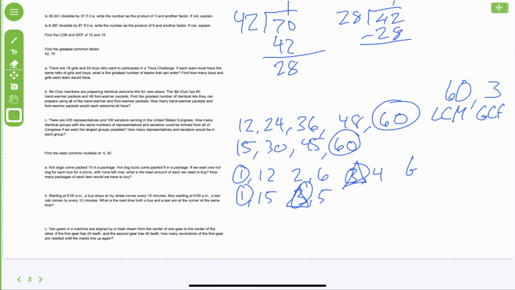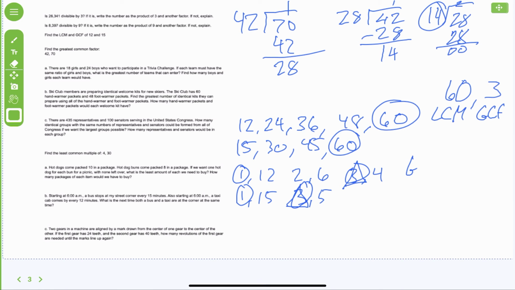What is 42 minus 28? 14. How many times will 14 go into 28? 2. Therefore, what is the greatest common factor? 14. Good. I like Euclid's algorithm as well. It's easy. It's quicker.